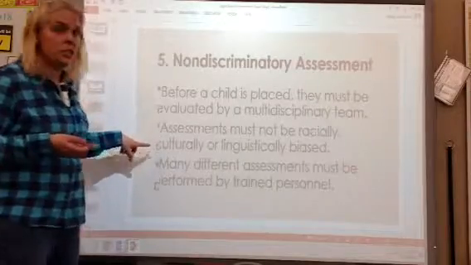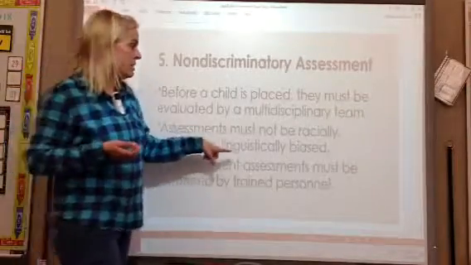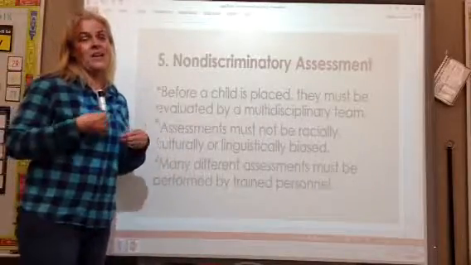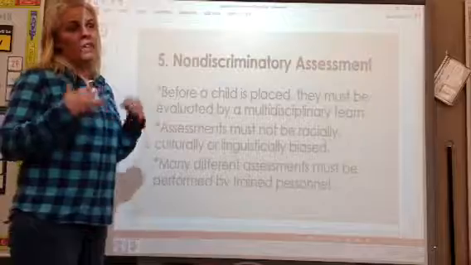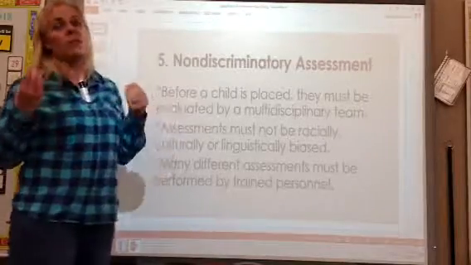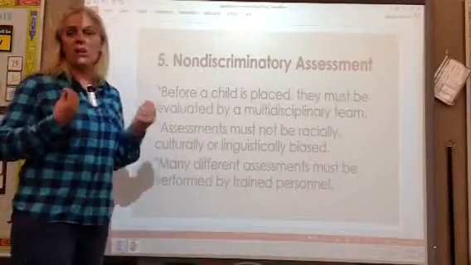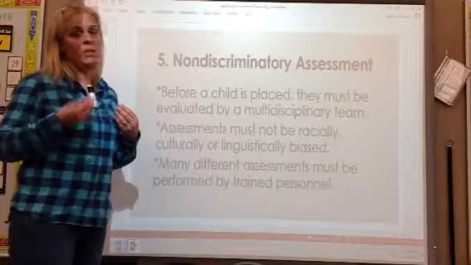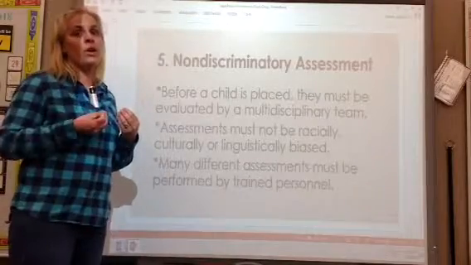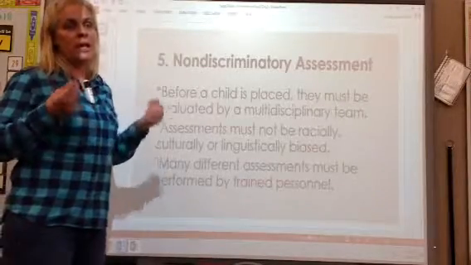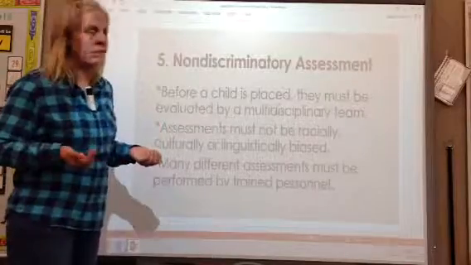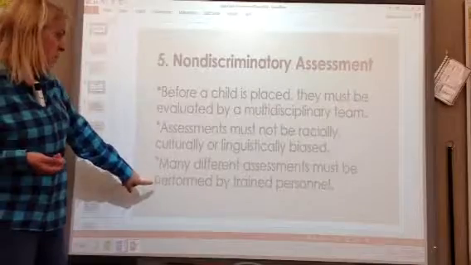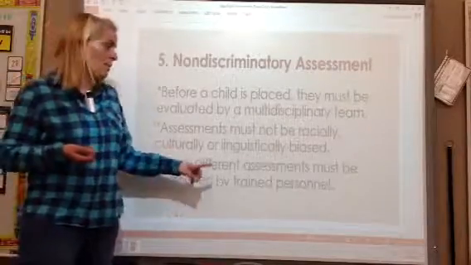Assessments must not be racially, culturally, or linguistically biased. The child needs to understand what you are saying in an assessment. If a child speaks Spanish and you give them an assessment in English, they're not going to do well because they're not understanding. So even if you feel that there might be a special need for this child, you have to make sure you do it in their language so that they can understand what is being asked of them. So the last one is many different assessments must be performed by trained personnel.